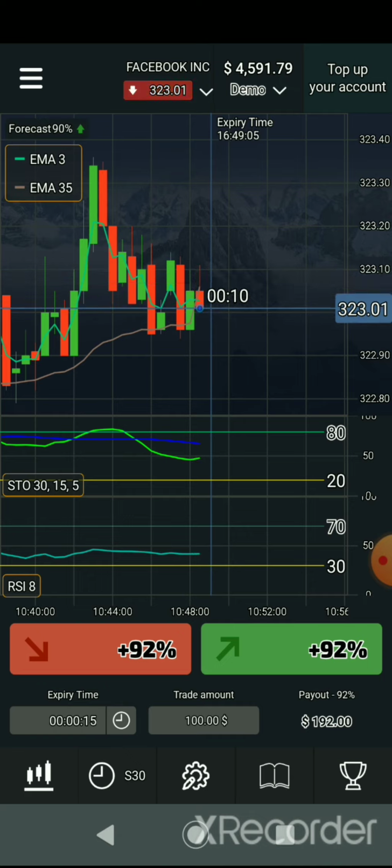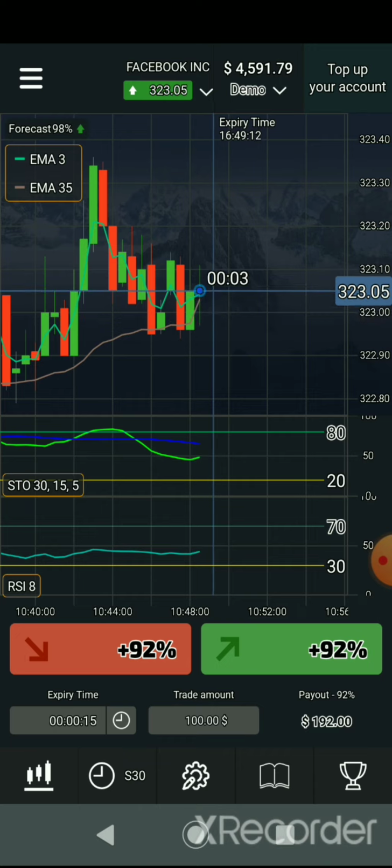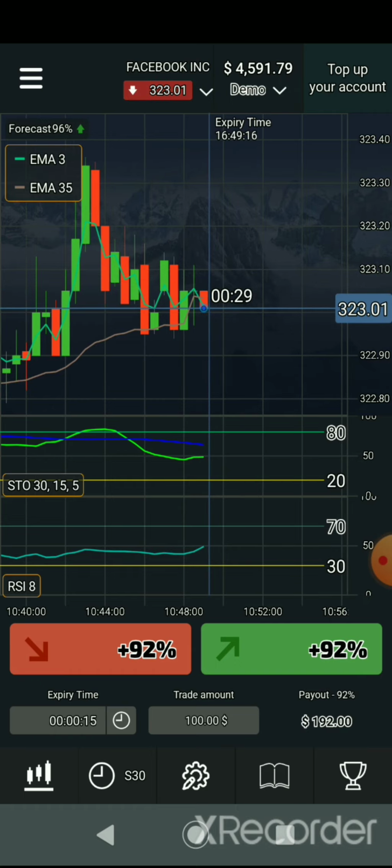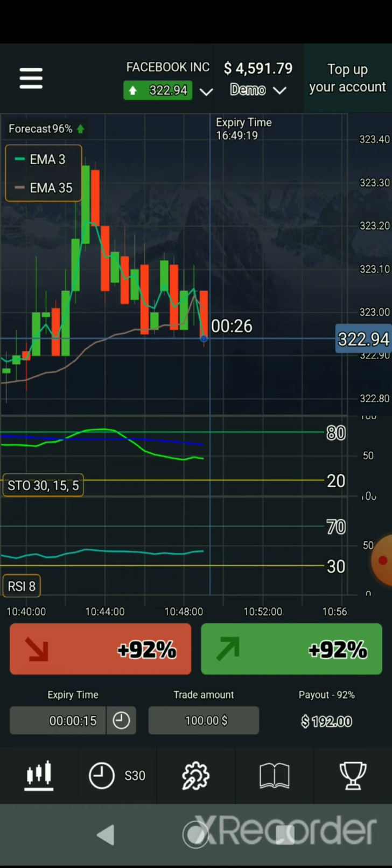I see that the stochastic indicator is showing that it's bearish more than it is bullish, because if it was bullish, the green would be crossing the blue going up, and the green is not crossing the blue going up. The blue is on top of the green, which means it's bearish. That means it's pushing down.